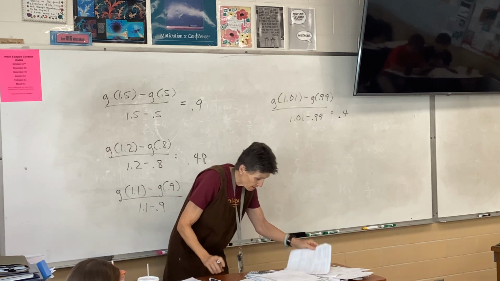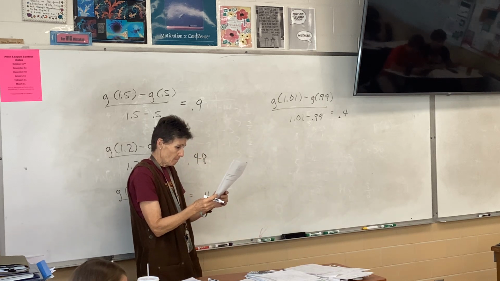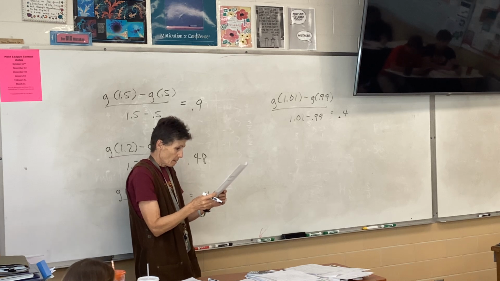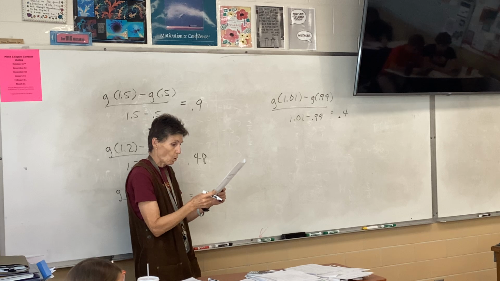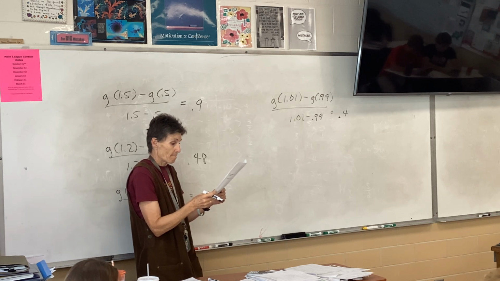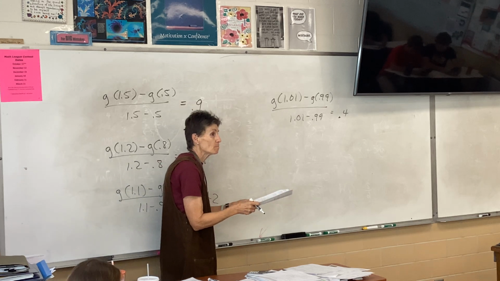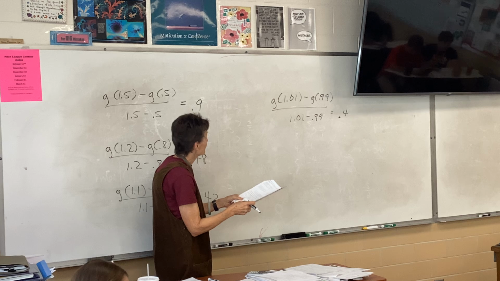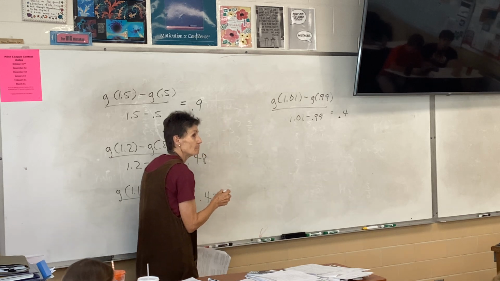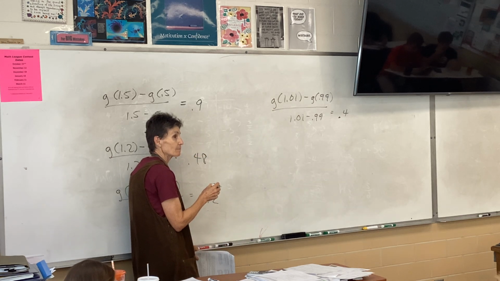The question is, based on the average rate of change, what do you think is the rate of change when x equals 1? Give a reason for your answer. What do you think, Sophia? It's 0.4 because 0.99 and 1.01 are the closest to 1.